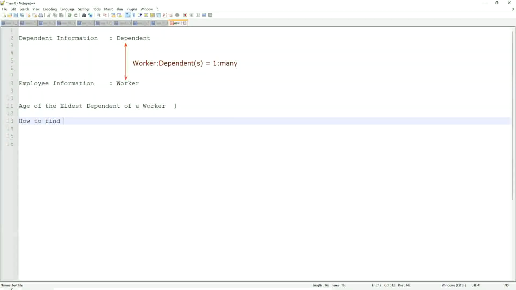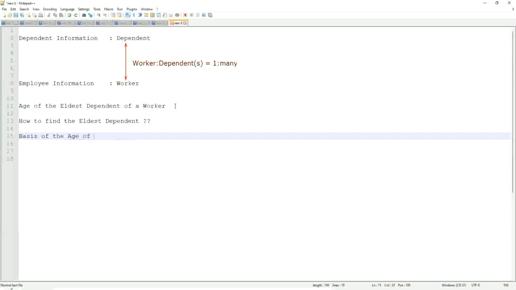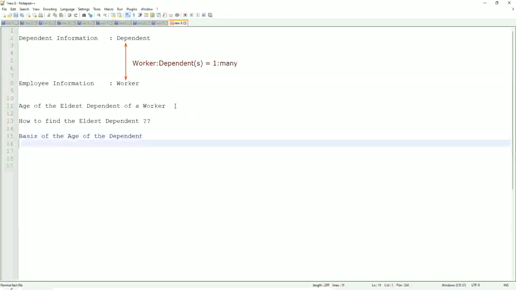If I say how to find the eldest dependent, first of all, we will find it on the basis of the age of the dependent. Correct. And then if I'm going to find the eldest, what can I do? Can I sort it in some manner and then take one? Let's say you have the ages like 10, 15, and 42.